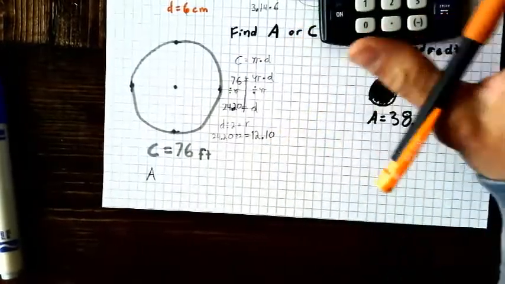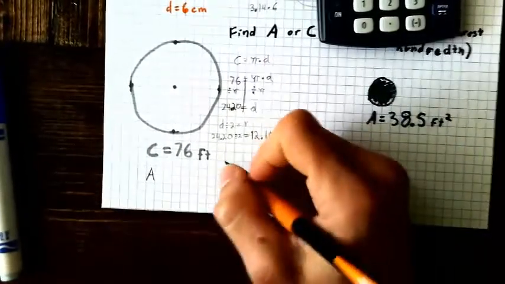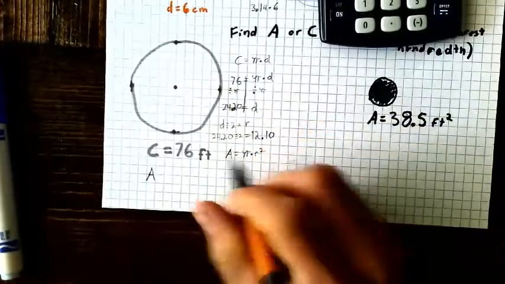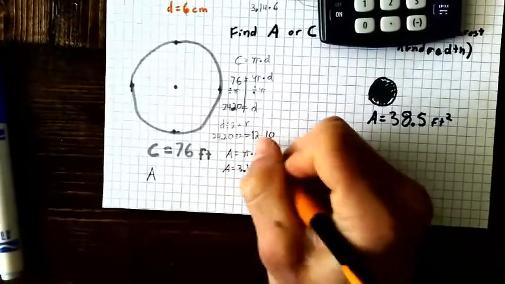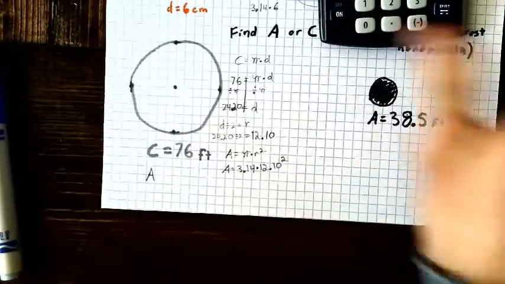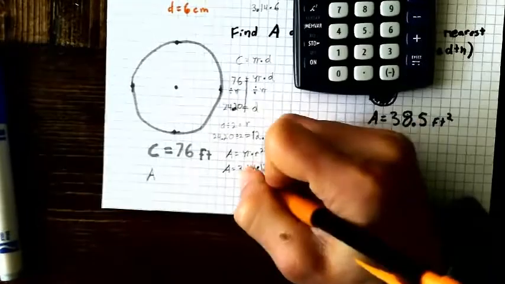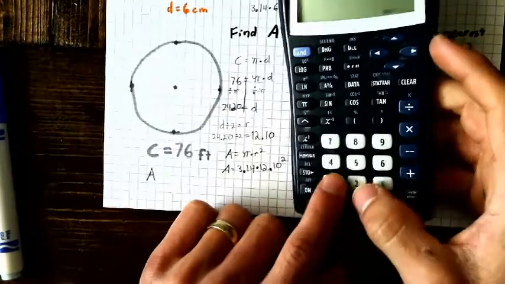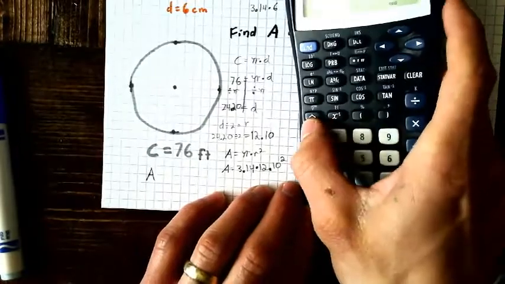Okay. Now we can plug in this number for radius into our area formula. We know that area is equal to pi times radius squared. So we're going to type in area equals 3.14 times 12.10 squared. Okay, this is multiplication here, and these are decimal points.